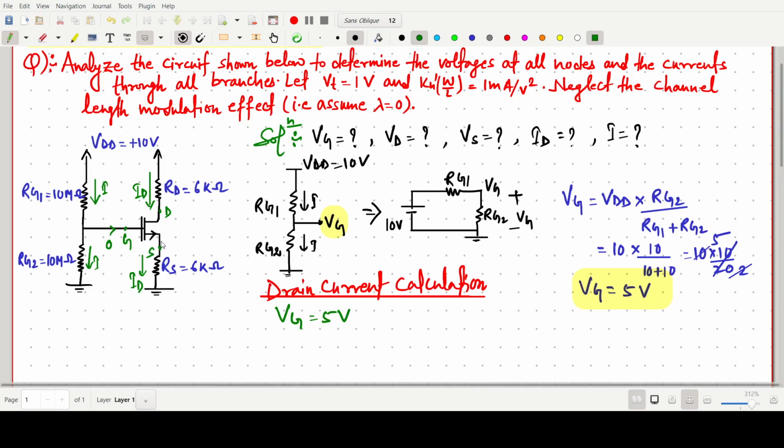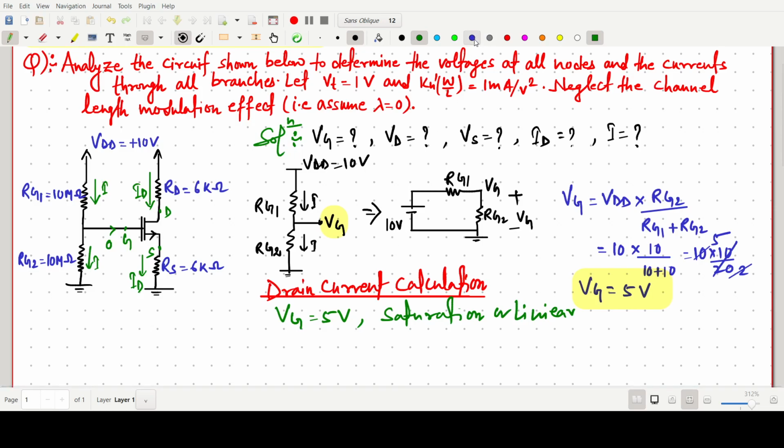So what we are doing? We are assuming that the gate to source voltage VGS is greater than VT, and the transistor is in the on state. So the device is in either saturation or linear. There are two possibilities for this condition, depending upon the condition. So for the calculation, we are assuming that the circuit is in the saturation region.